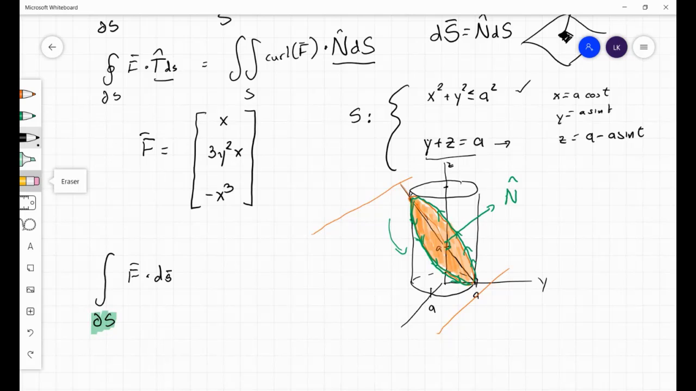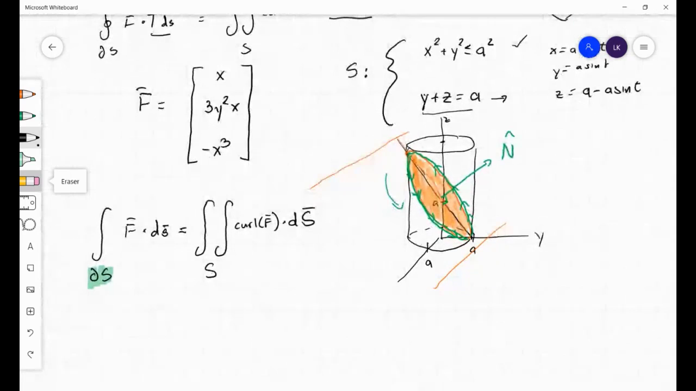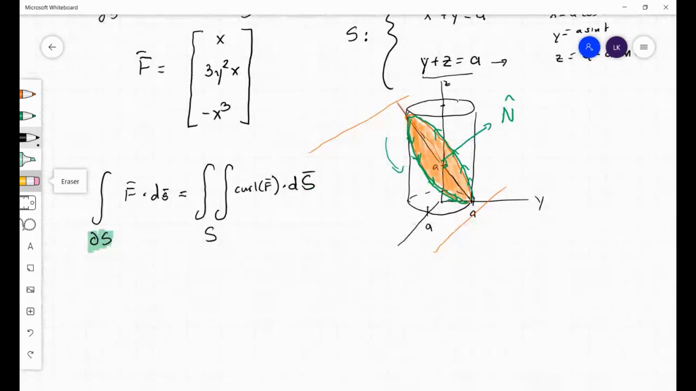But instead, let's see if applying Stokes' theorem simplifies what we have to integrate, even though we have to integrate over a two-dimensional region. So here's Stokes' theorem. Instead, you're going to integrate the curl of your vector field, and you want to compute its flux through the surface. So I guess we have to find the curl of our vector field.